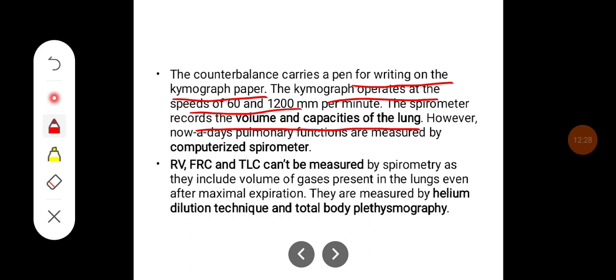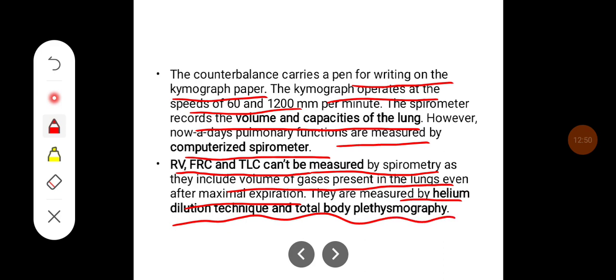However, nowadays pulmonary functions are measured by computerized spirometer. The residual volume, functional residual capacity, and total lung capacity cannot be measured by spirometry as they include volume of gases present in the lungs even after maximal expiration. They are measured by helium dilution technique and total body plethysmography.